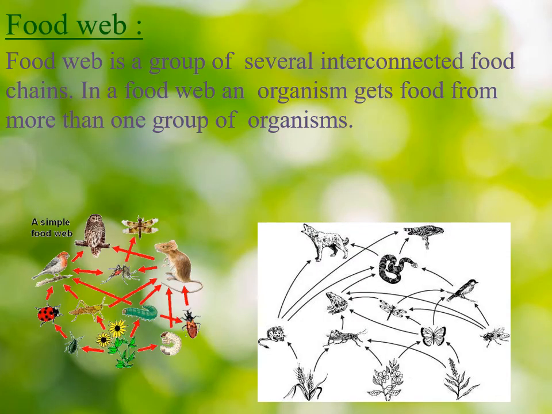Next topic is the food web. Web, as we know, is a network of connections. So maybe we can explain it as many food chains forming a food web. A food web is a group of several interconnected food chains. In a food web, an organism gets food from more than one group of organisms. A simple food web will have, as we have seen earlier, grass, grasshopper, frog, and then snake. And in between we see different interconnections. We call it a food web.